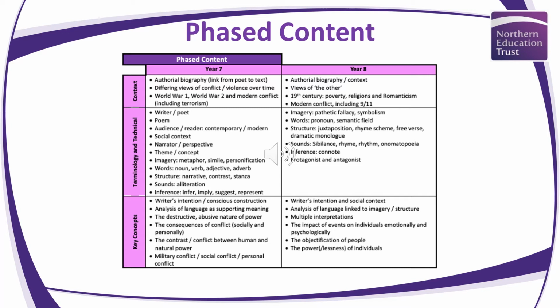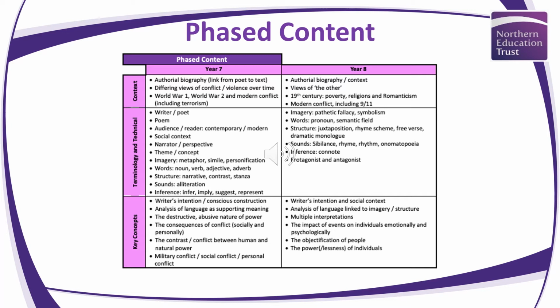There's also the idea of differing views of conflict and violence over time, and that links in usefully these ideas of multiple perspectives, the idea of also how views of texts and topics change at the time and also over time, which is an important one. And then, of course, as we said, these important bits of context about World War I, World War II, and modern conflicts, and that does include terrorism, which we can explore usefully off the back of poems such as The Right Word.